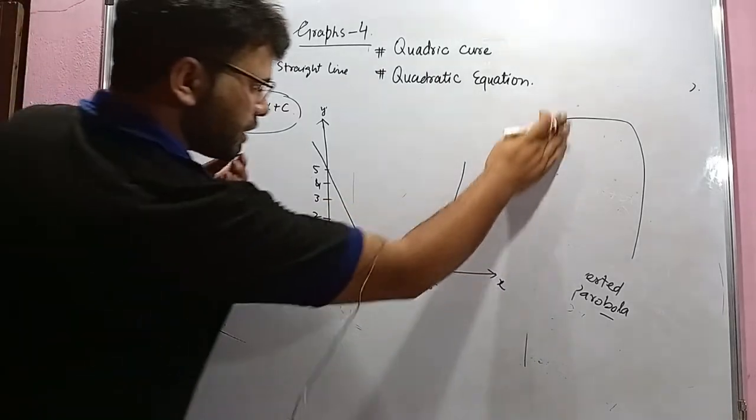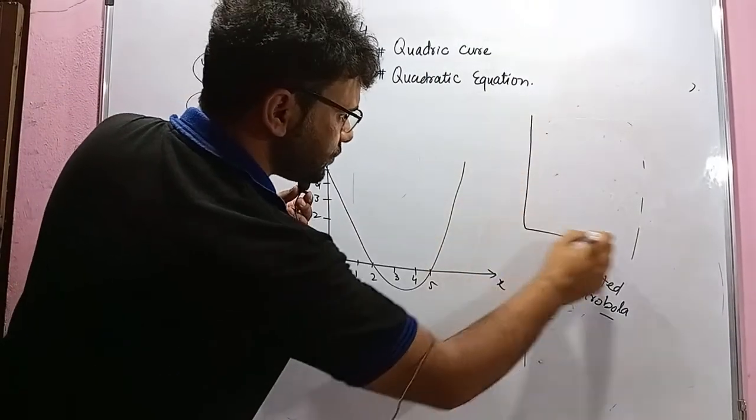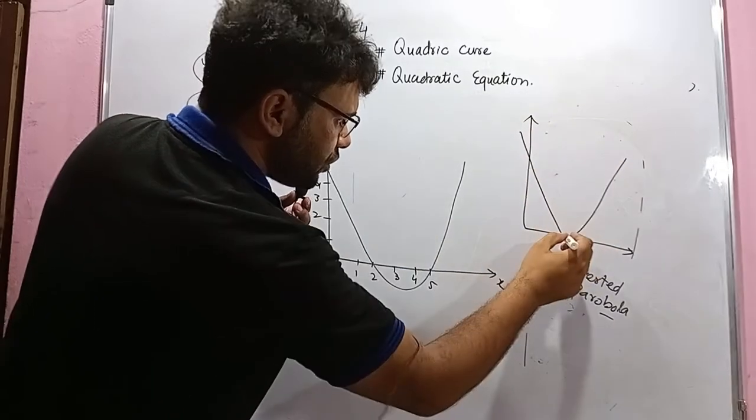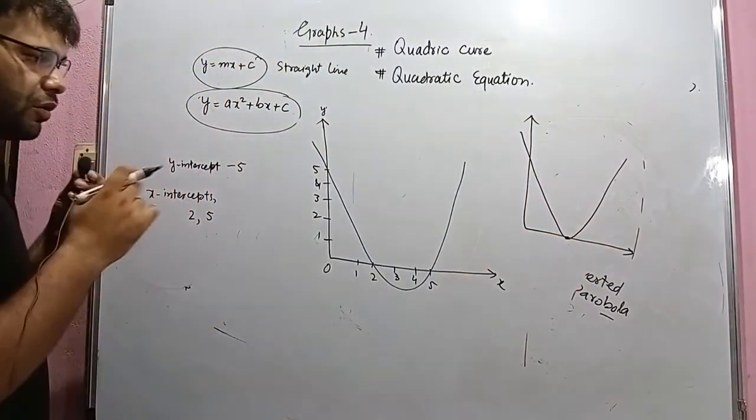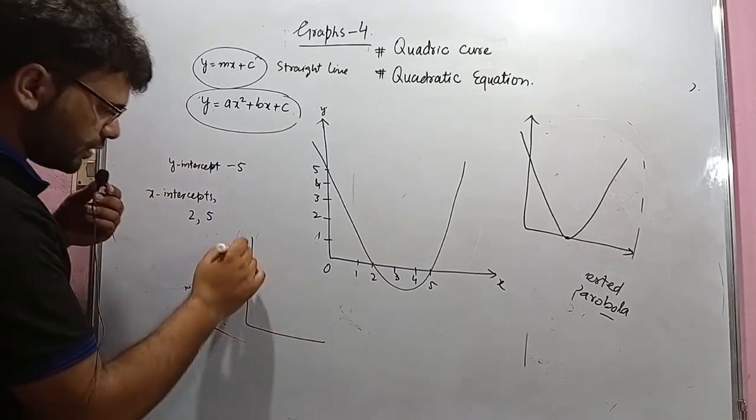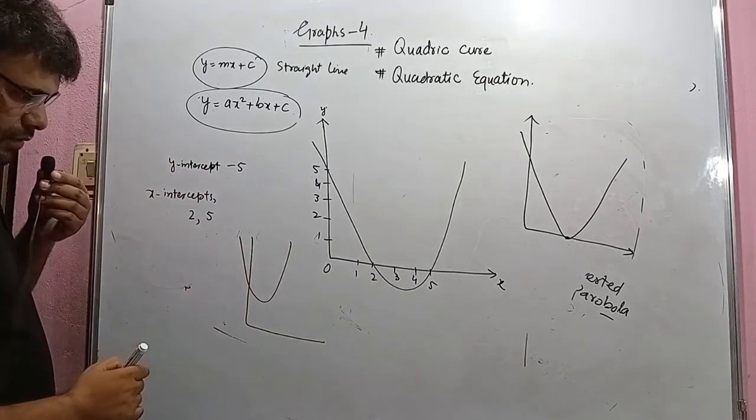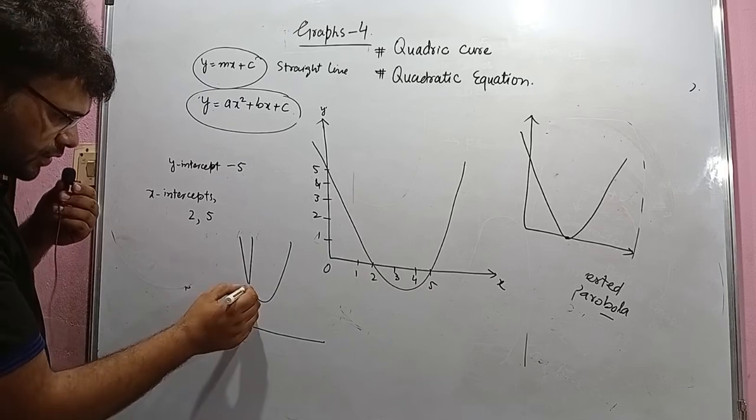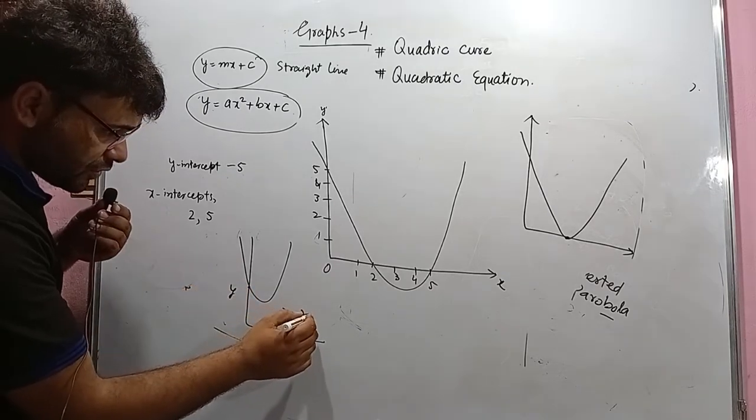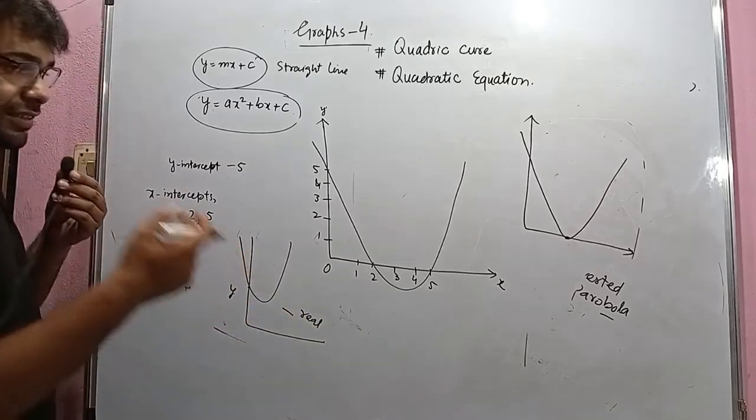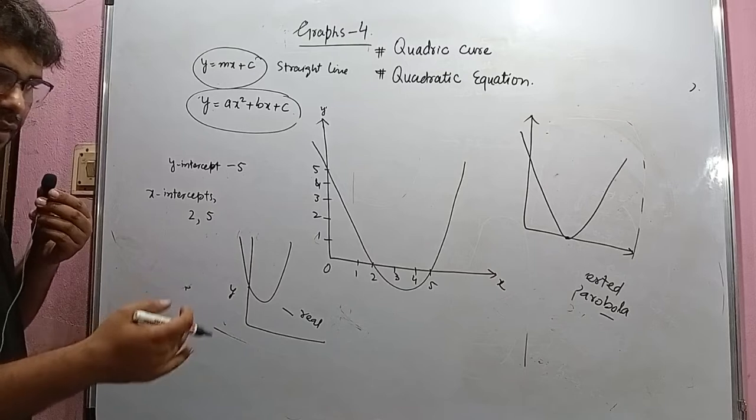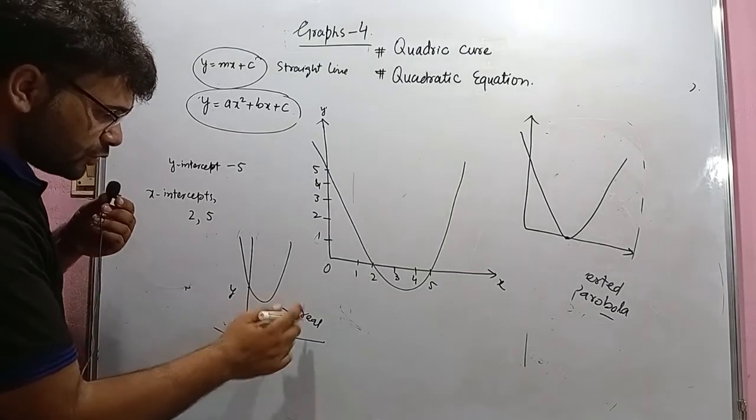And sometimes we have a graph like this. That means there will be only one x-intercept. And sometimes we will have a graph like this. That means there is only a y-intercept and there are no real x-intercepts. Real means numbers like 1, 2, 3, 4, minus 1, minus 2, whatever the numbers are.